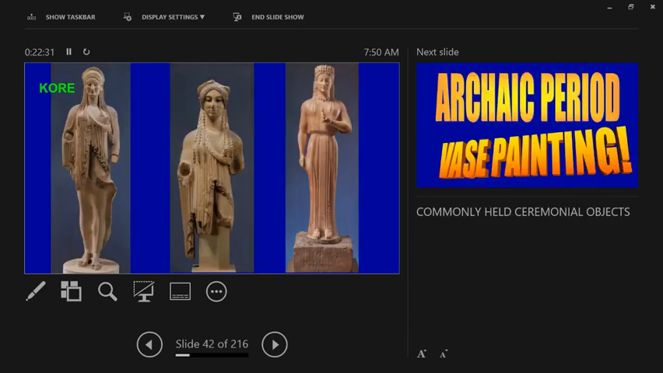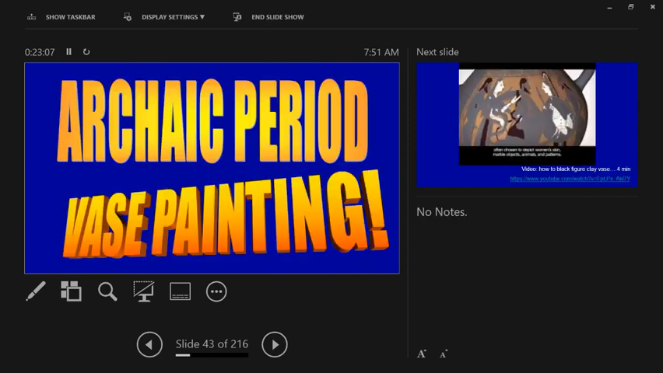And often, these kore would hold objects. So you can see that there is this hole here and a hole here. That's where the arm would have been. It would have possibly had a second stone that slides into that hole. And it was a sculpture of a hand or an arm with a hand holding a ceremonial object. Maybe a little jar of oil that was lit, maybe some wine for the god or goddess, or maybe a pomegranate or an apple.